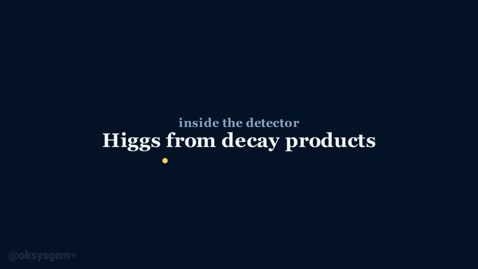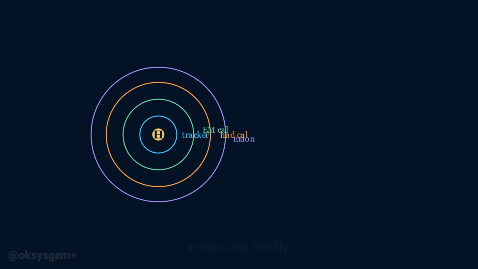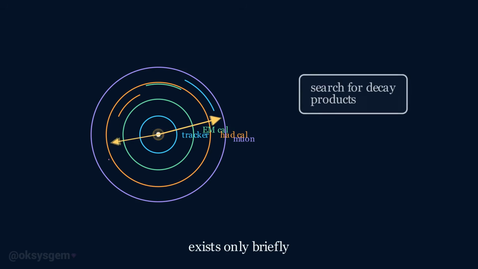A Higgs boson does not remain inside the detector waiting to be collected. It exists for an incredibly short time and transforms into other particles. Researchers instead search for the combinations of particles that its decay is predicted to produce.